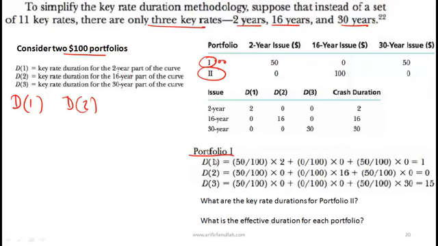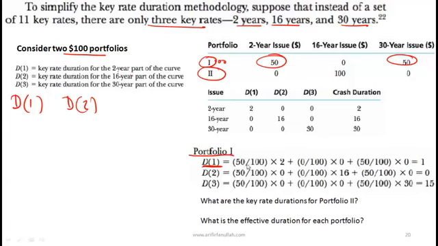What will happen to portfolio 1 if only, what did D1 stand for? This stood for what happens to the portfolio if only the 2-year rate goes up by 1%. So what will happen to portfolio 1 if only the 2-year rate goes up by 1%? What was our portfolio? It was 50 in the 2-year issue and 50 in the 30-year issue.